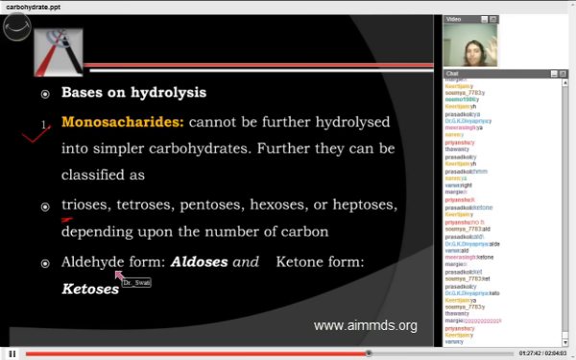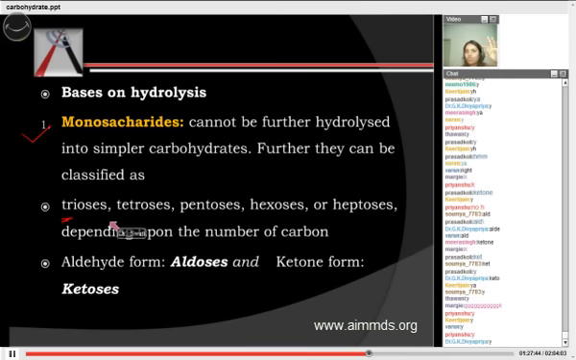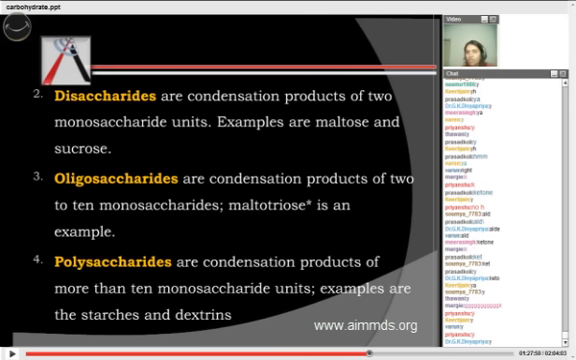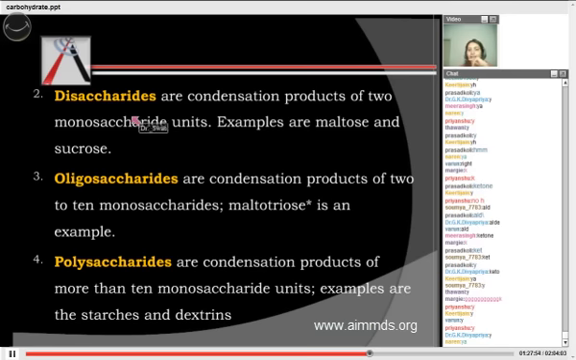And then all trioses, tetroses, everything can have an aldose form, that is aldehyde form, and ketone form, as we already saw. Then we have disaccharides. They are nothing but two monosaccharide units coming together. In that we have maltose, sucrose, etc.